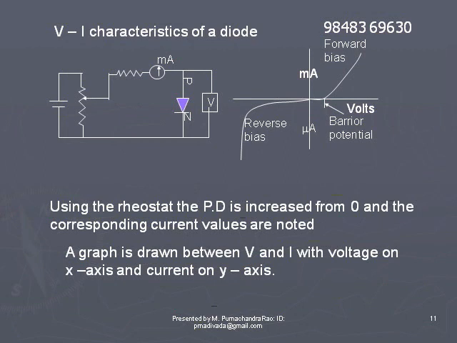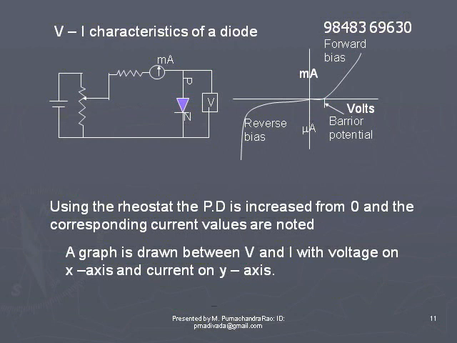Instead of a milliammeter, we use a microammeter, which measures the current in microamperes. Then once again the graph is drawn between voltage and current. Then we notice we get the curve which is drawn in the third quadrant.